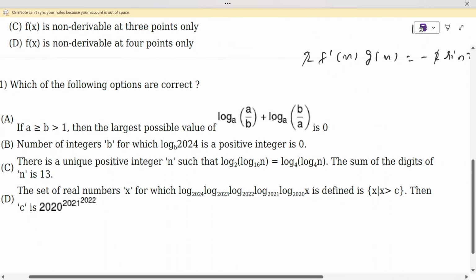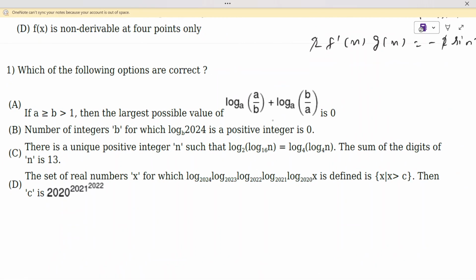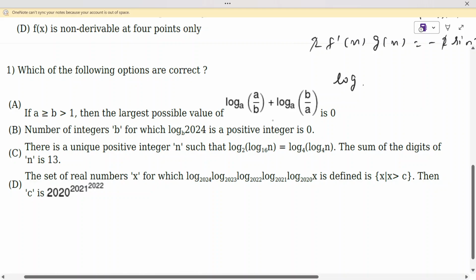Okay. Now have a look at this particular question. It says which of the options are correct. This value is log AA minus log AB plus log AB minus log AA. So you can easily see this and this will cancel, this and this will cancel. So it is correct for sure.